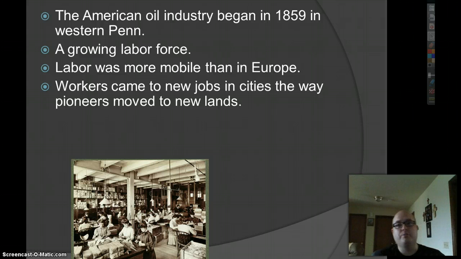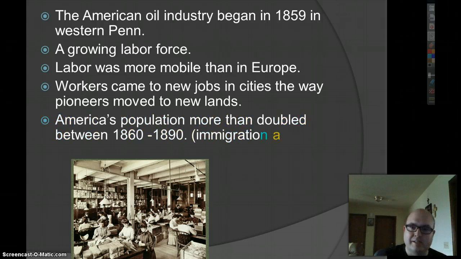So all these immigrants are going to move to cities. Cities are going to boom, going to explode like Chicago, New York, Boston. All these cities are just going to explode with population, and that causes a lot of problems. We'll talk about that a little later on as well. But more workers coming to America.